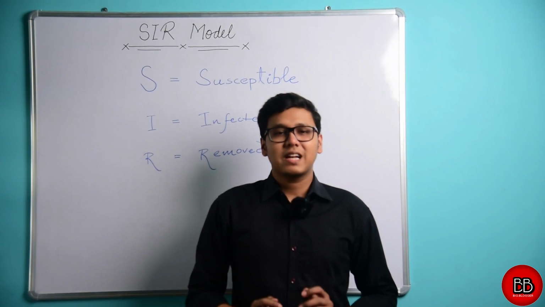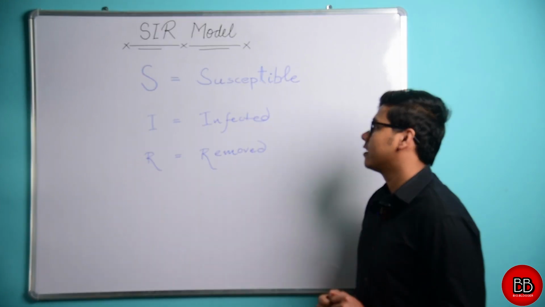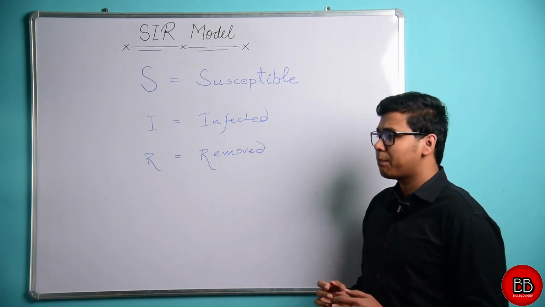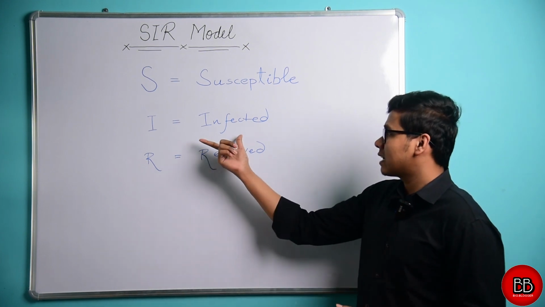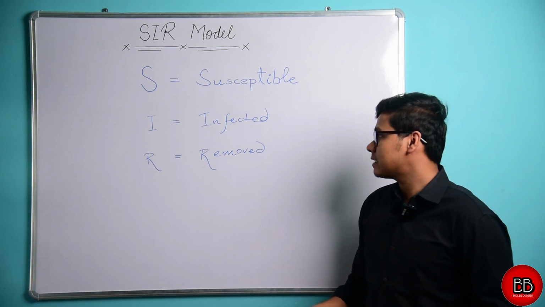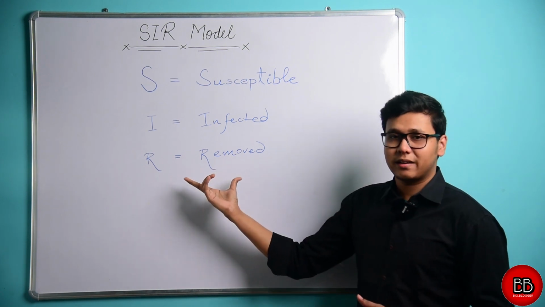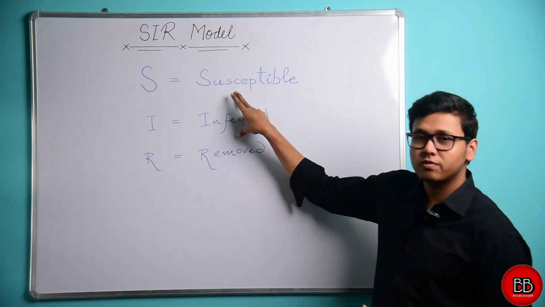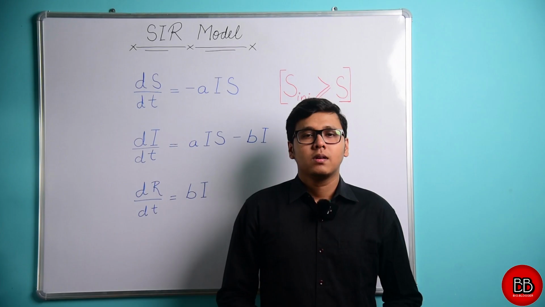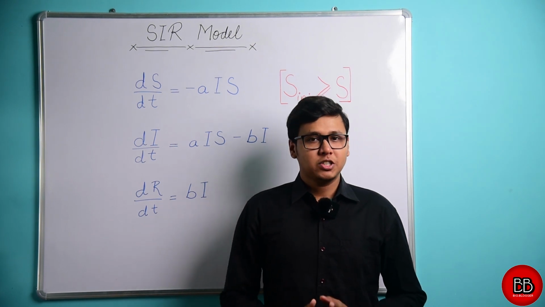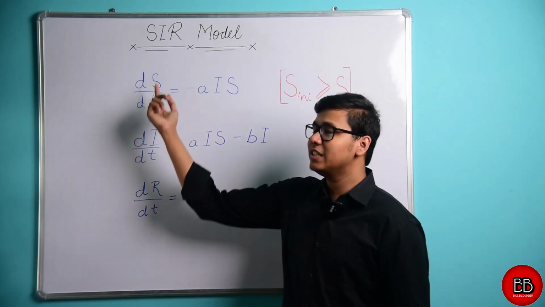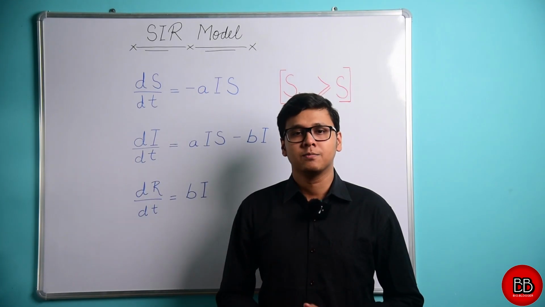In this model, we classify people in three different categories. First one being the susceptibles. These are those people who are prone to get infected. Second one is the category of infected people itself who are spreading the disease. And third one is the removed category, which have moved out of these two categories and either recovered or died. Here in front of you are the differential equations that denote the change in the number of individuals in each category that we discussed earlier.